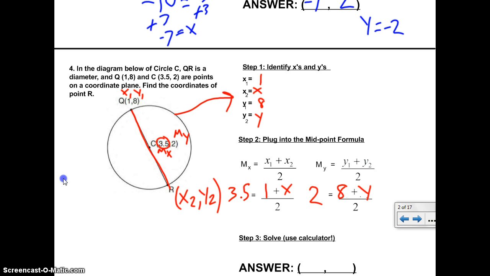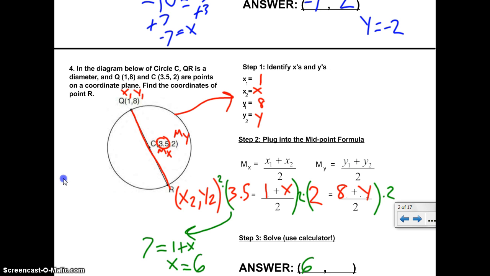You're going to multiply both sides by 2. So I'll write this in green. Some holiday colors. Multiply both sides by 2. And what you're going to get is 3.5 times 2 is going to give you 7. And that's going to equal 1 plus x. Which we know then that x equals, what is that? Carry the 7 divided by 45. I think it's 6. So x is 6.